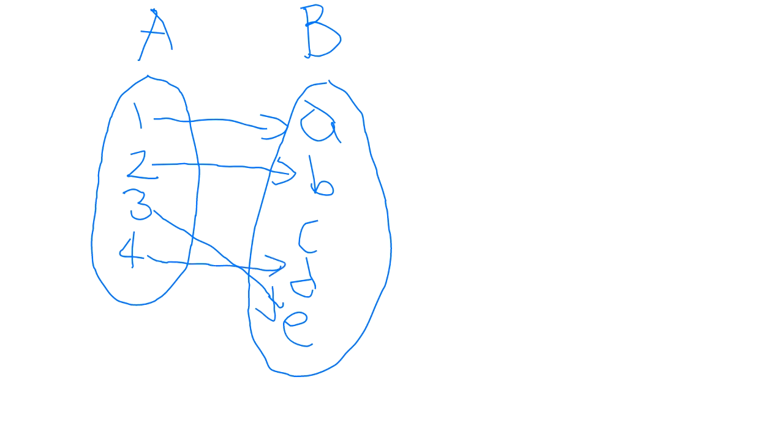Just for argument's sake, what would be the elements in the domain? Four maps to what? C or D? D.